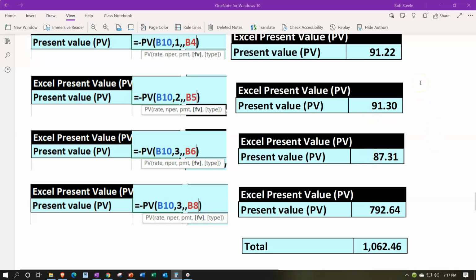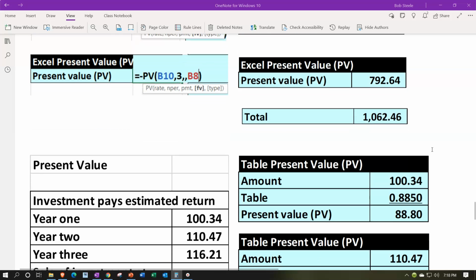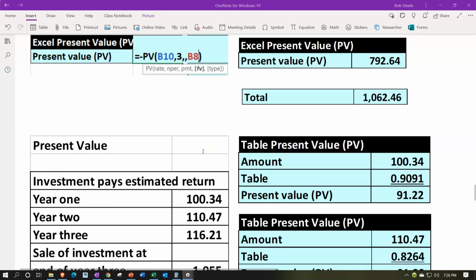If we add this series of activities up over the 3-year period, given the 3 amounts for the dividends and the 1 amount for the sale, at the end, we come to the 1,062.46. And we can then make a comparison of this result compared to possibly the initial investment we basically put in. So now we're going to do the similar kind of process with the tables.